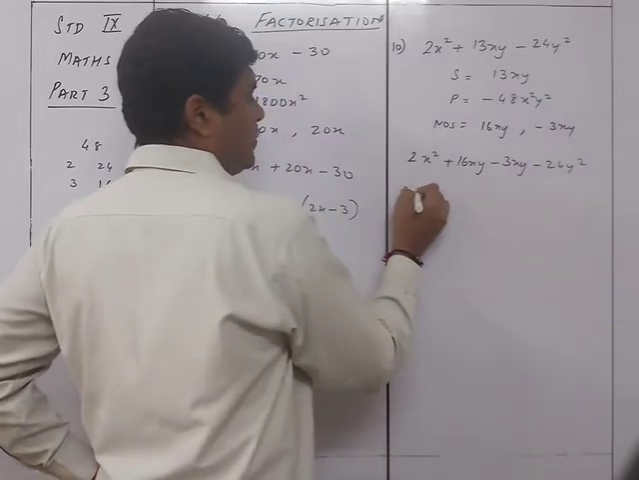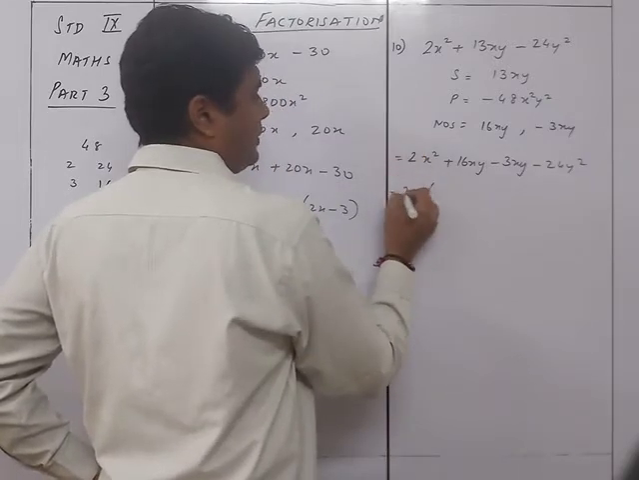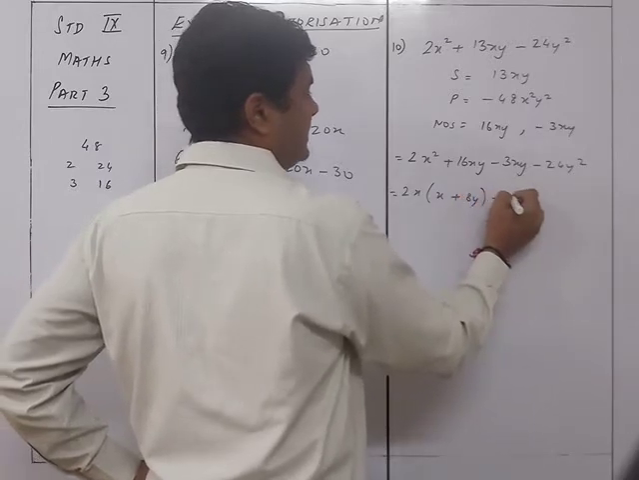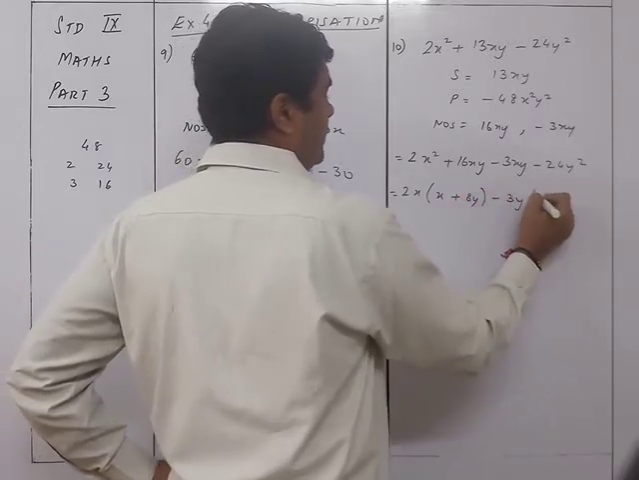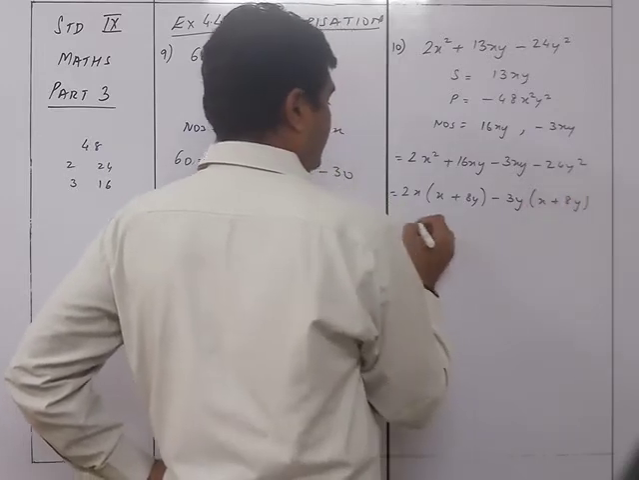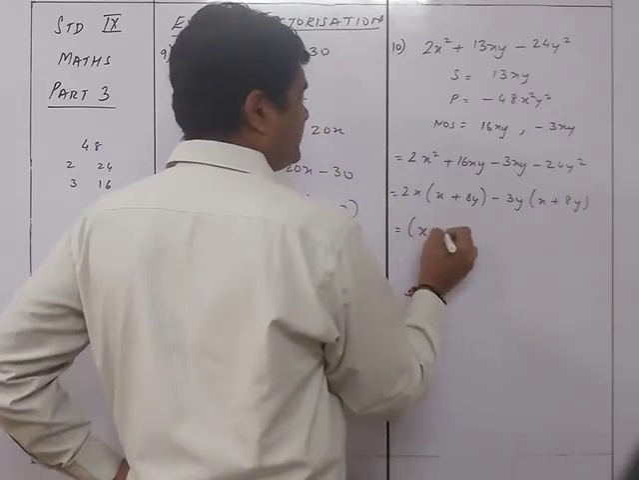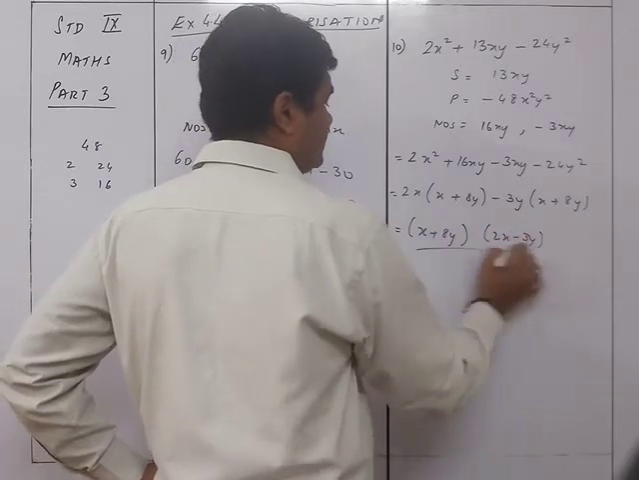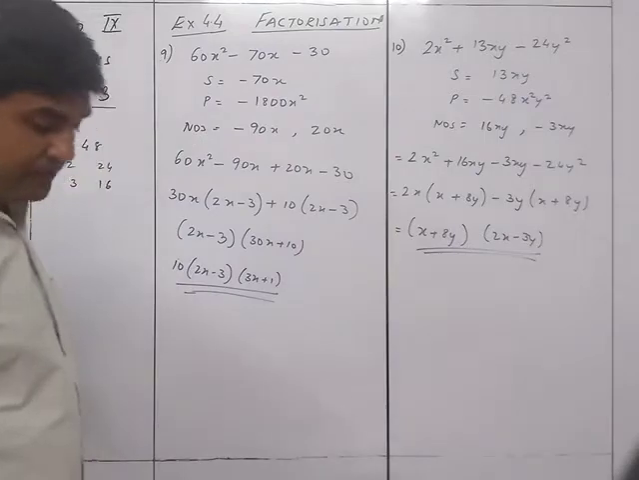So that gives me 2x common. Get over here x plus 8y, minus 3, 3y common, you get again x plus 8y. So that will give you equal to x plus 8y and 2x minus 3y. So that's the answer for sum number 10.